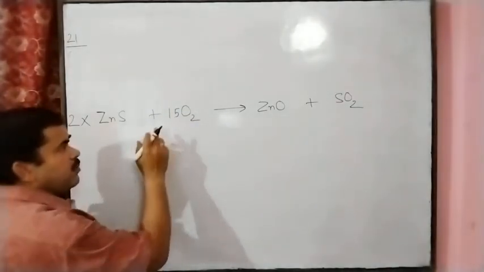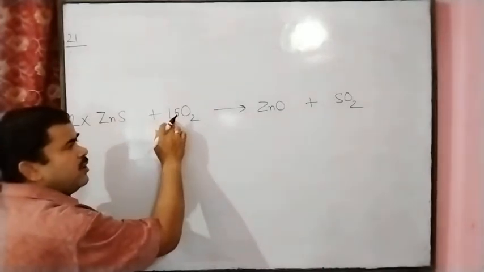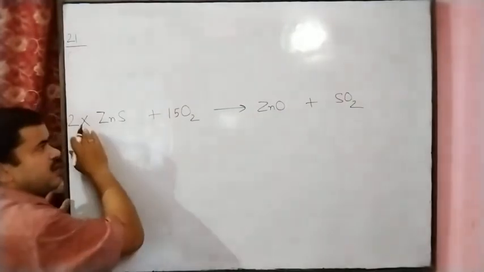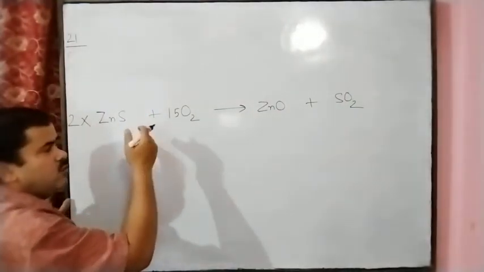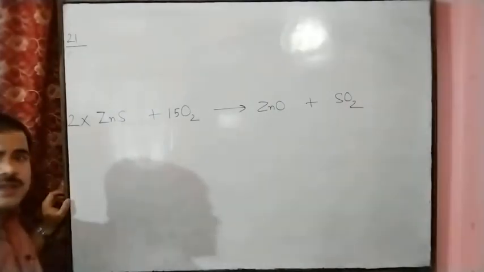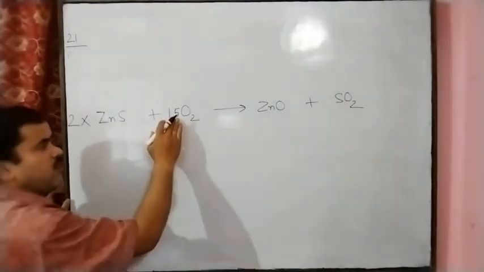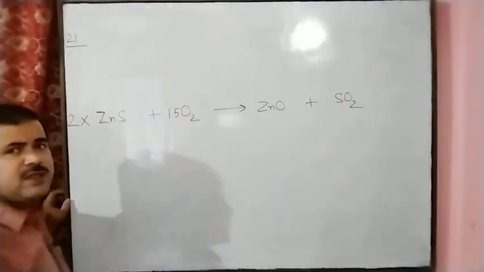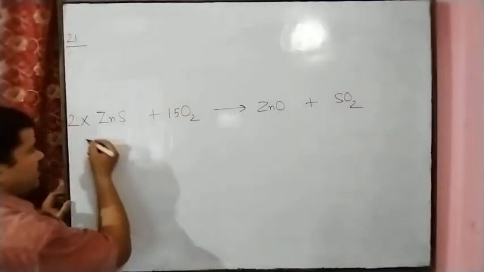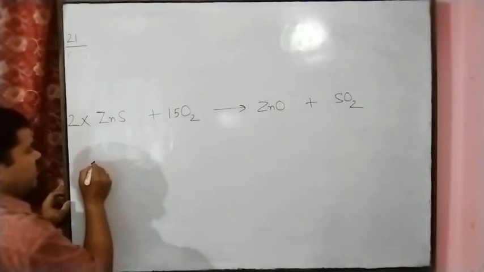So if we multiply 2 by 1.5, then we will get what? 3. So this is the reason we are taking the simplest number 2, and by using this 2 we can easily change this 1.5 into 3, meaning a whole number. So if you multiply the whole chemical equation, what will we get here?